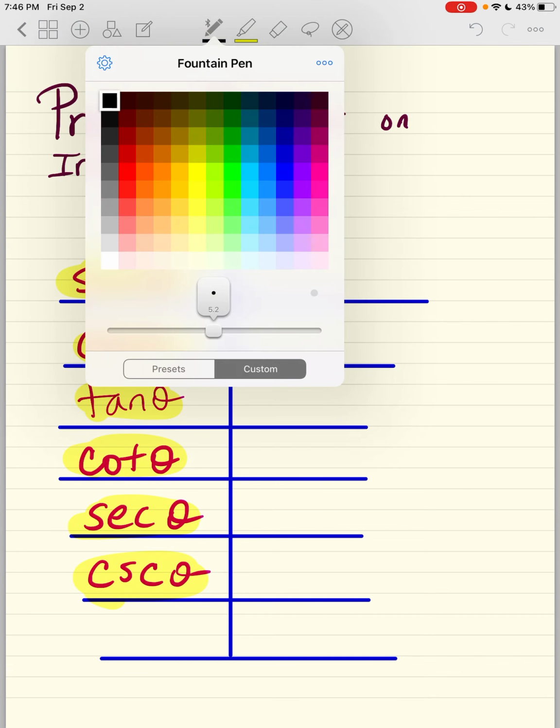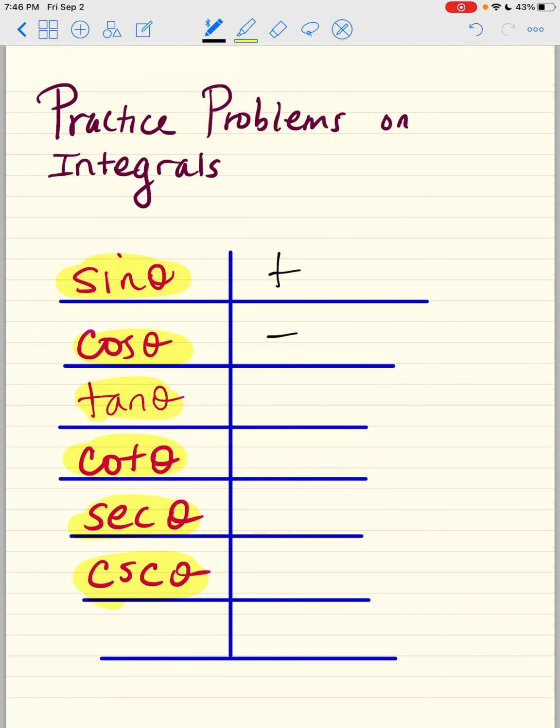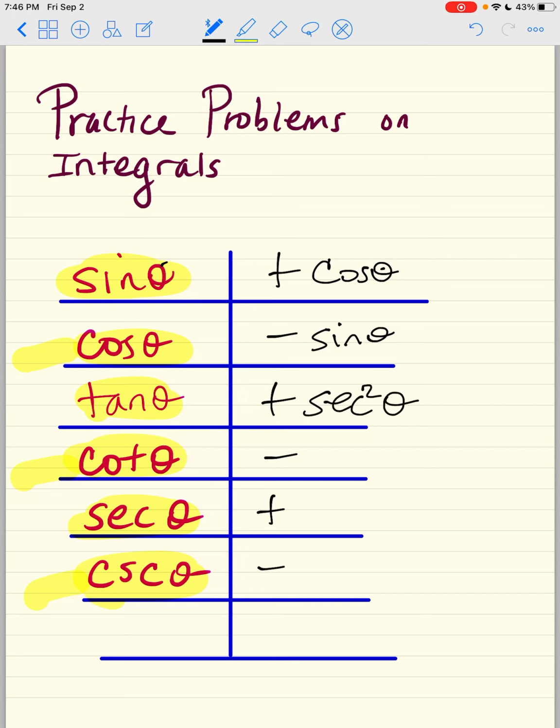You're going to plug in a positive, negative, positive, negative, positive, negative. So anything that has the letter C is a negative. Sine and cosine are the weakest, so they get each other. So sine gets cosine, cosine gets sine. Tangent and cotangent are powerful, so they get powers. This one will get secant squared. This one will get cosecant squared.